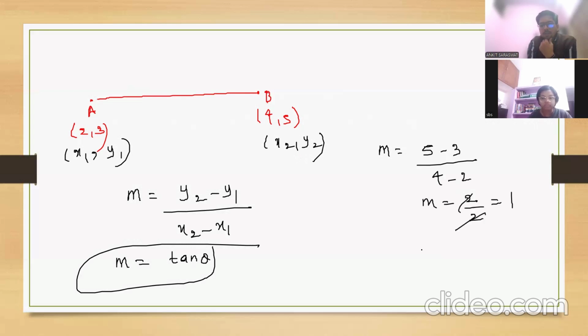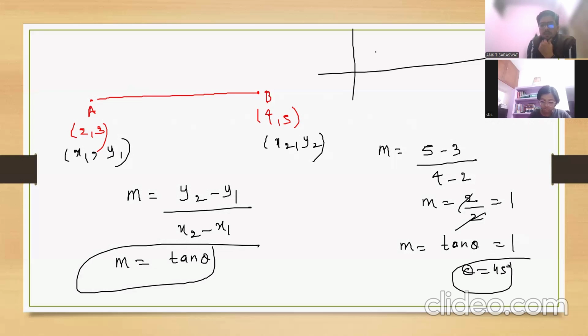And m is equal to what? Tan theta. The slope value is 1. What is the value of theta? 45. It means that if you draw this line, 2, 3 will be here, 4, 5, somewhat like this, it is making an angle of 45 with the x-axis. Meaning is that. Clear? Understood how to find the slope? Till now, any doubt? I think this is clear.